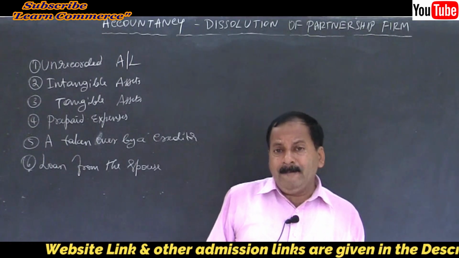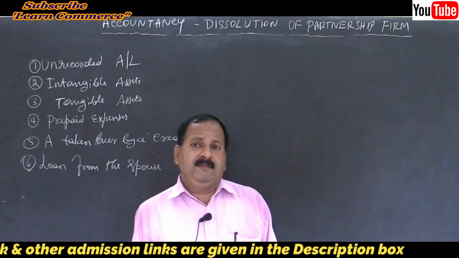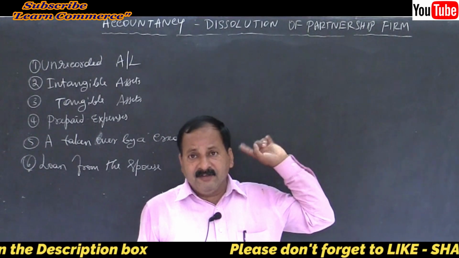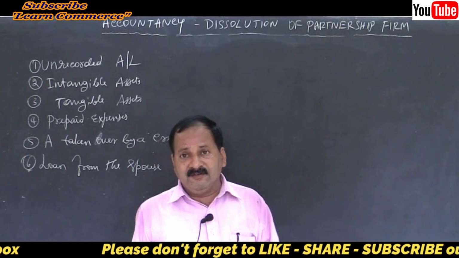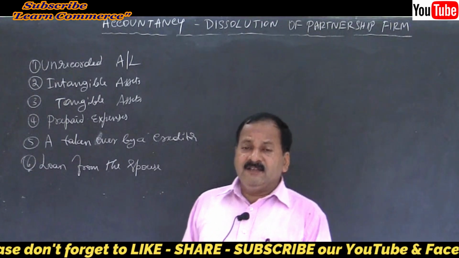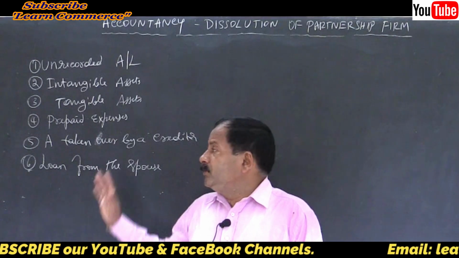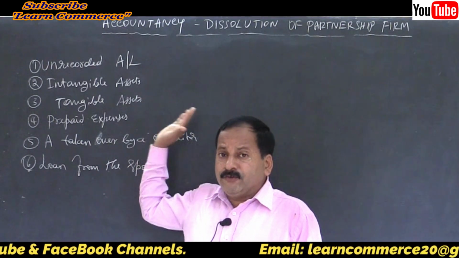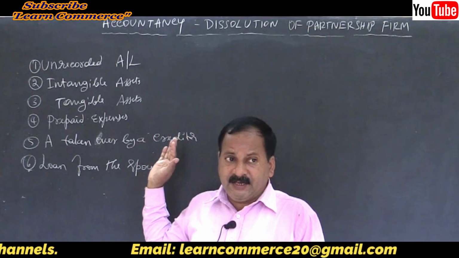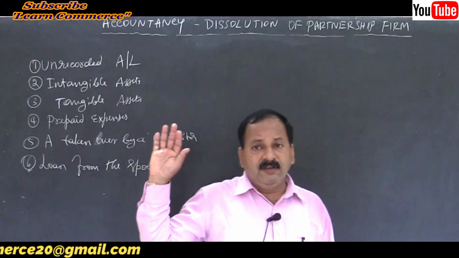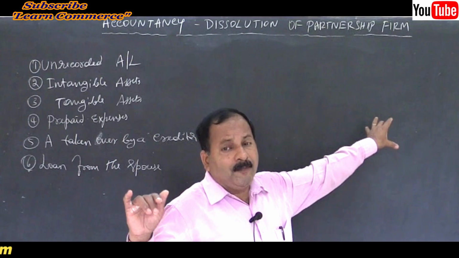Any loan given by the partners to the firm will appear on the liabilities side. A's loan account, B's loan account, C's loan account, and they are the partners of the firm, isn't it? That should not be transferred to realization account, that should not be transferred to capital account either, but it should be straight away paid through the cash or bank account.